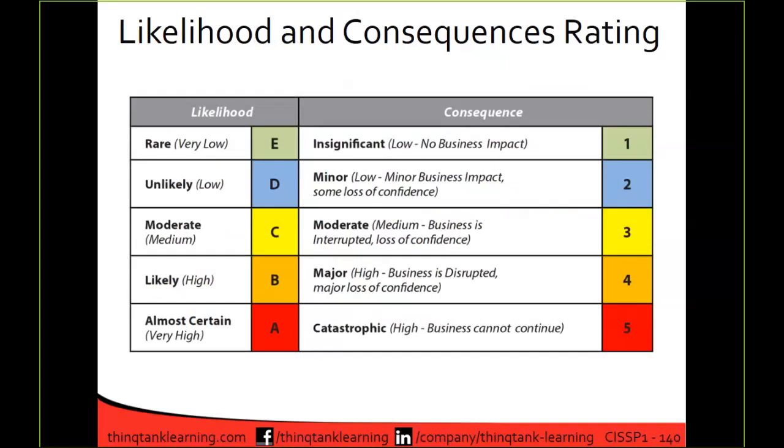Is it very low likelihood? We'll give that an E, okay? Insignificant impact, we'll give that a 1, and so on. Is it unlikely, a D? Is it moderate, a C? Is it likely, a B? Is it almost certain, an A, et cetera, et cetera. Again, this is just a suggestion. It's not necessarily a requirement, but a way of providing you with a way of scaling during your risk assessment process, okay?